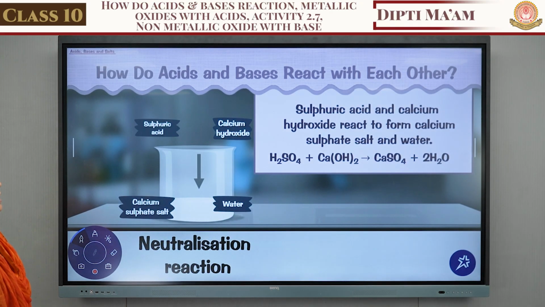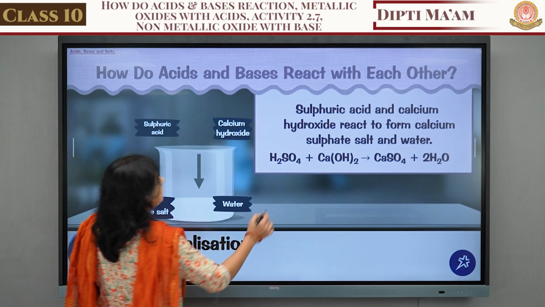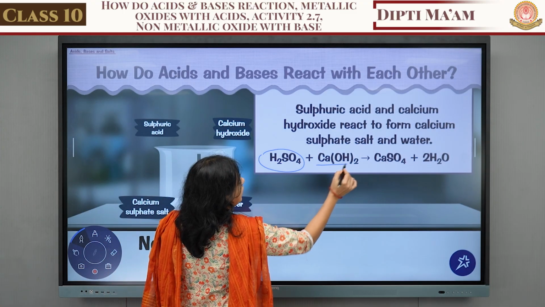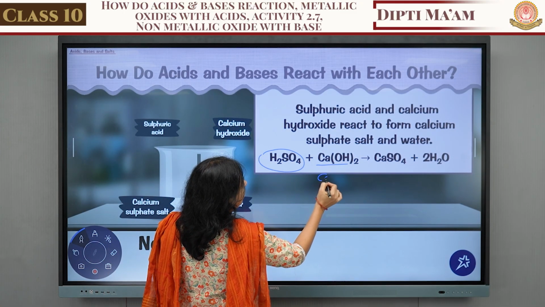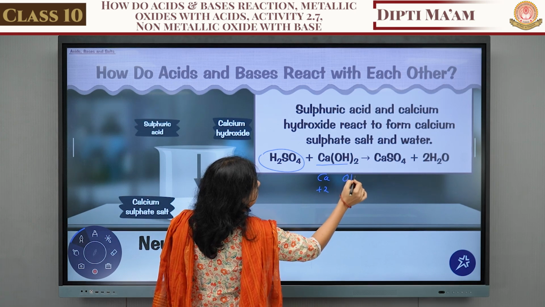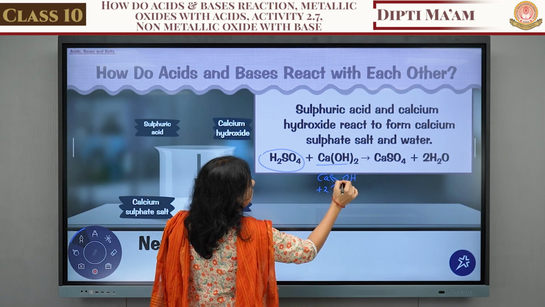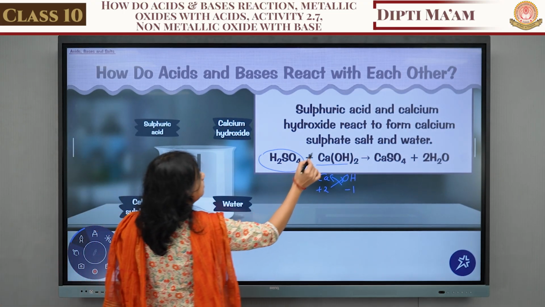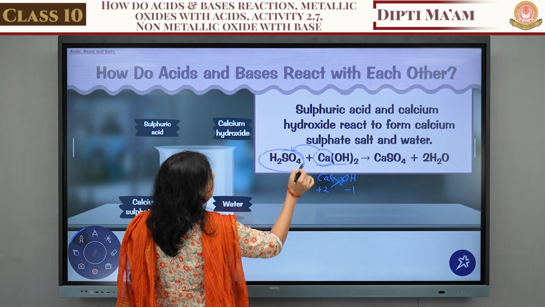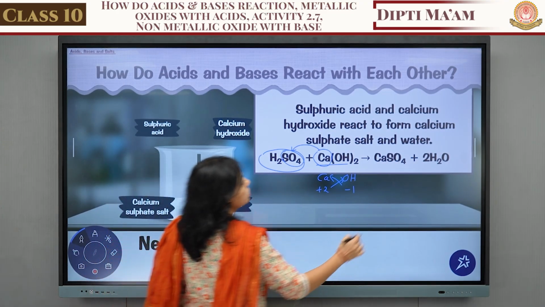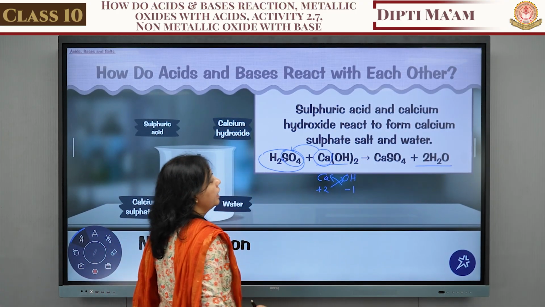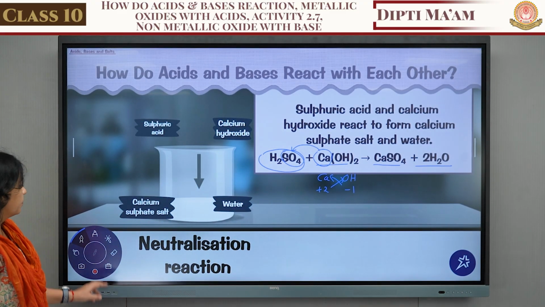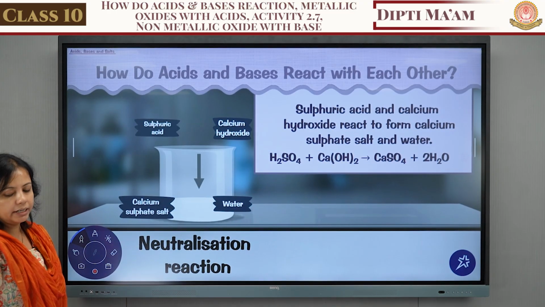Let's see the equation here. The sulfuric acid, that is H2SO4, and calcium hydroxide, Ca(OH)2. Calcium valency is +2, hydroxide valency is -1, so it will form the formula Ca(OH)2. This calcium reacts with the anion SO4, and 2 moles of water molecule are formed. And what is the salt? That is calcium sulfate, CaSO4. So this is the neutralization reaction.